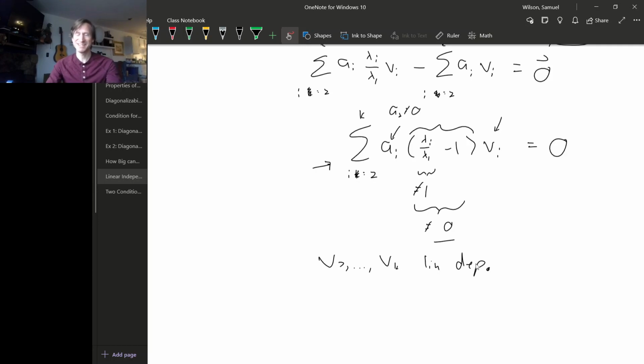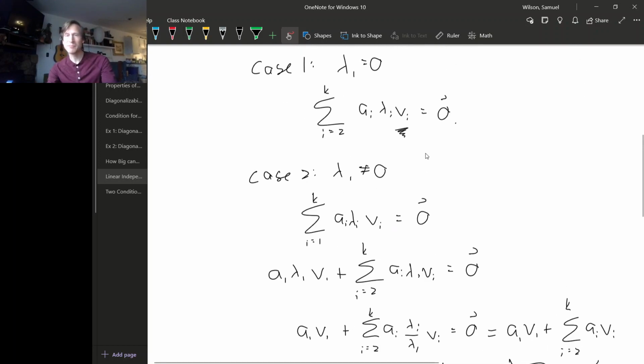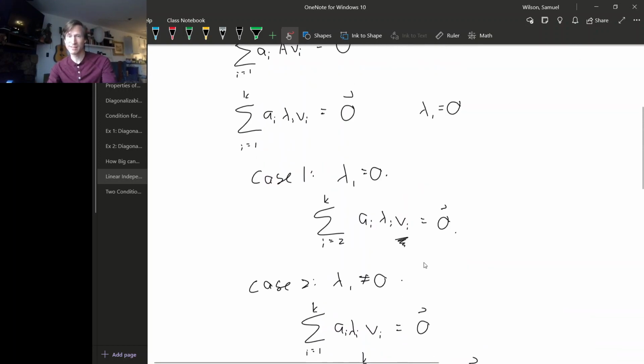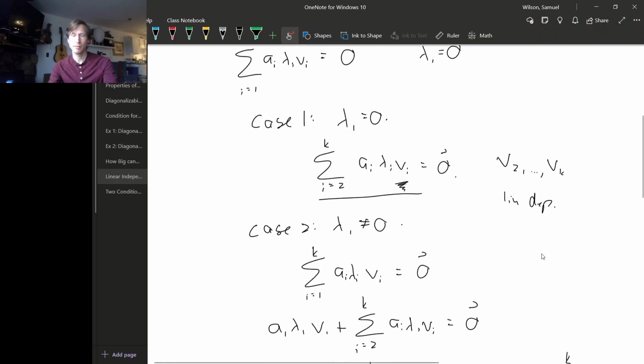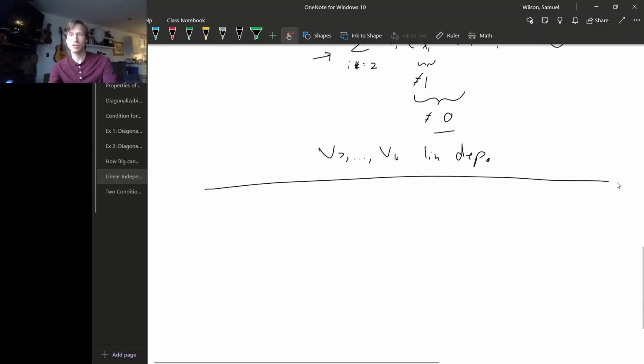So this is a non-trivial linear dependence relationship. So that means v2 through vk are linearly dependent. Okay, so now let's take a step back. Whether lambda 1 was 0 or not, we got a linear dependence relationship for v2 through vk. Okay, so the conclusion we can draw from this is that in our list of vectors, we didn't need v1. So now we know that v2 through vk are linearly dependent.